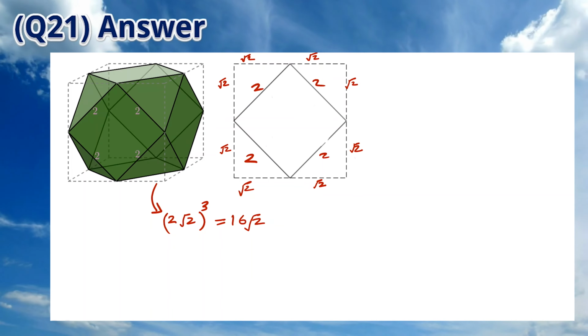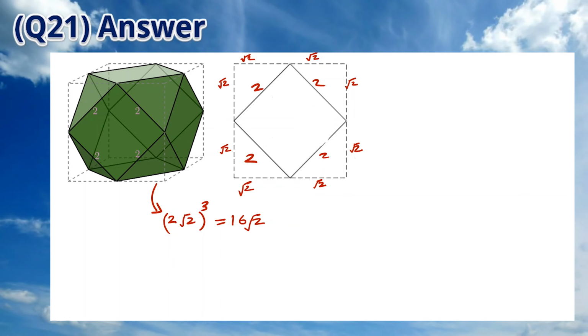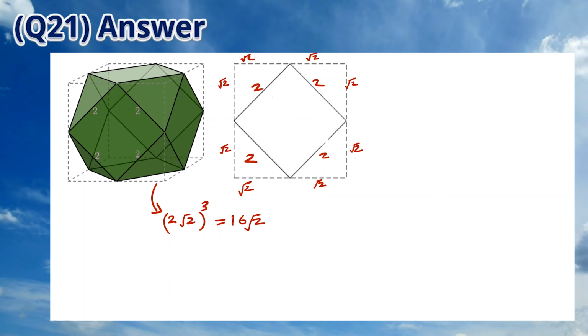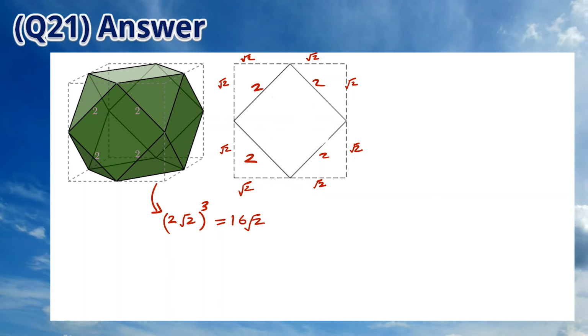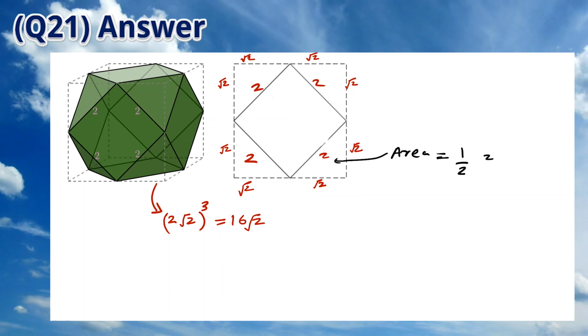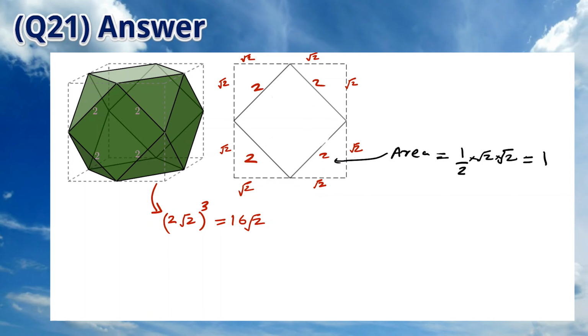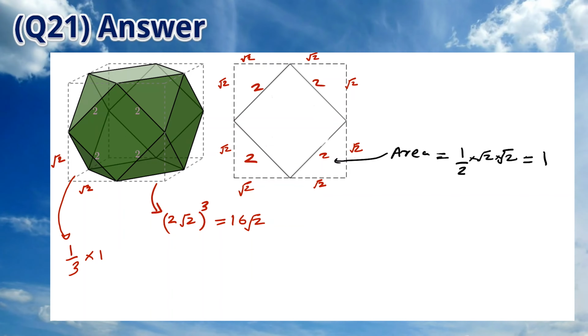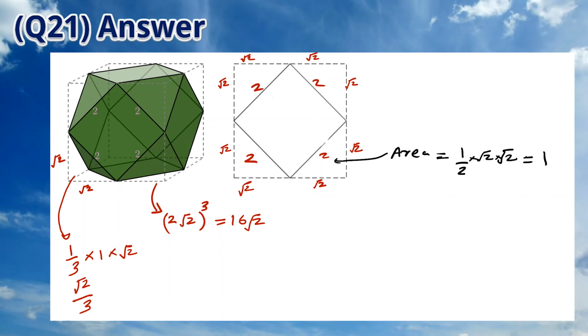Now we need to consider one of the cutoff pyramids. It has 3 dotted edges, each of length root 2. The area of its base is 1/2 multiplied by root 2 multiplied by root 2, which is 1. So its volume is equal to 1 over 3 multiplied by 1 multiplied by root 2, which is root 2 over 3.